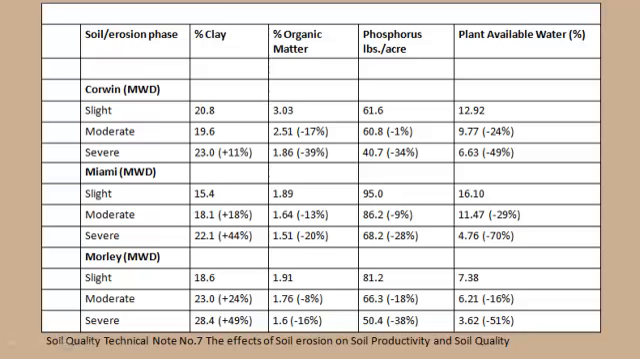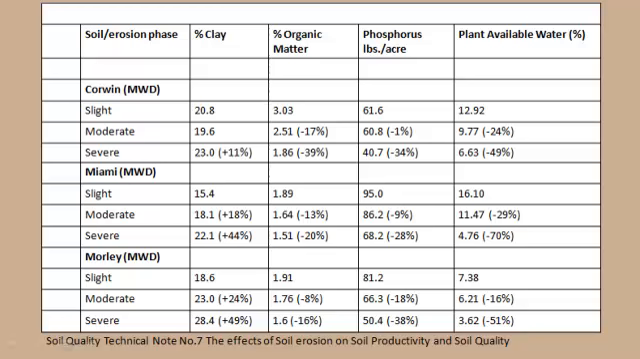Let's look what happened to organic matter. Moderately eroded Corwin has 17% less organic matter than slightly eroded Corwin, and severely eroded has 39% less. And because the Miami and Morley soils are less organic rich, they've got 10 to 20% less organic matter in the topsoil. What happens to the nutrients? Look at moderately eroded Miami. You've got 9% less phosphorus in the surface. Severely eroded, you've got 28% less. And you look at Corwin and Morley, you've lost even more.